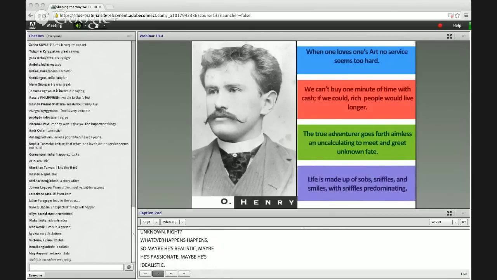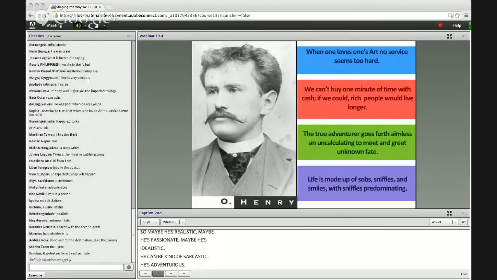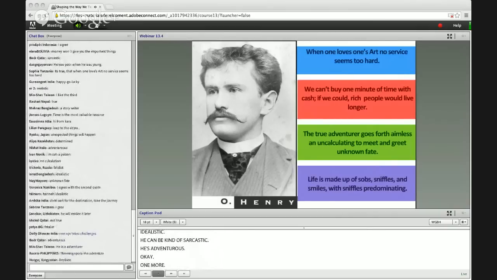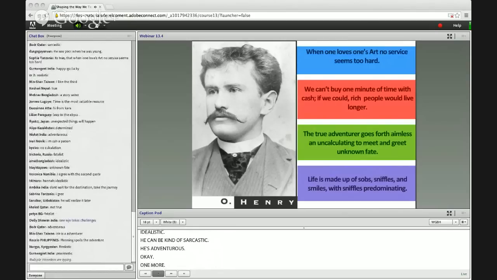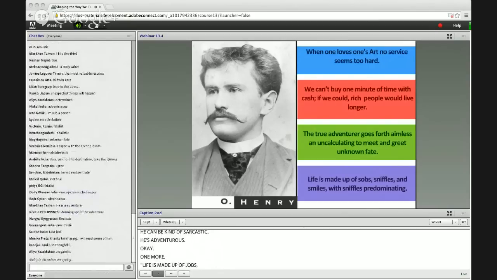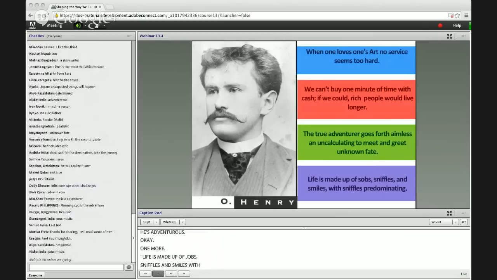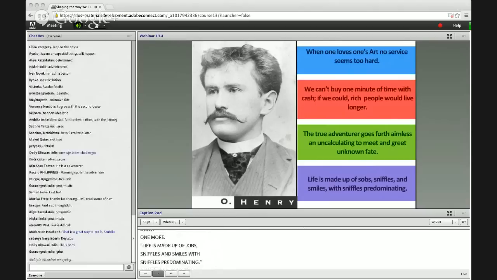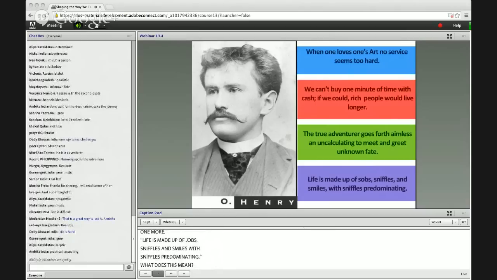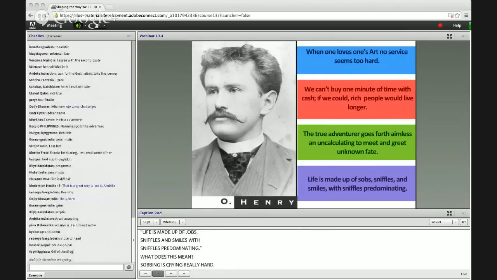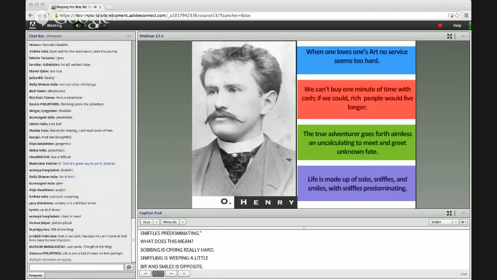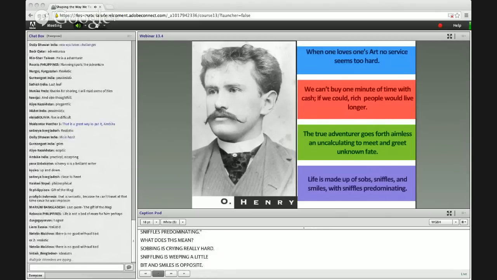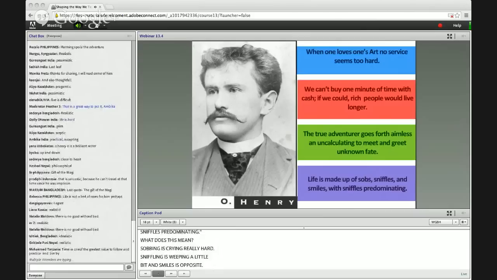Life is made up of sobs, sniffles, and smiles, with sniffles predominating. So what does this mean? To sob means to cry really, really hard. To sniffle, that might be what you're doing when you're crying maybe not so hard. You're just kind of weeping a little bit. And smiles is obviously the opposite, but he says sniffles are predominating. So maybe he's saying that there are some difficulties. Life is made up of primarily manageable or mild difficulties.